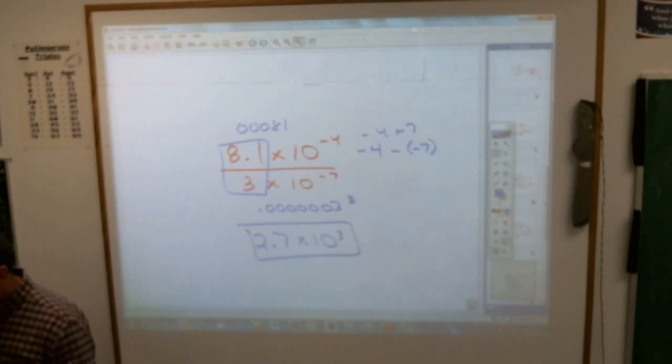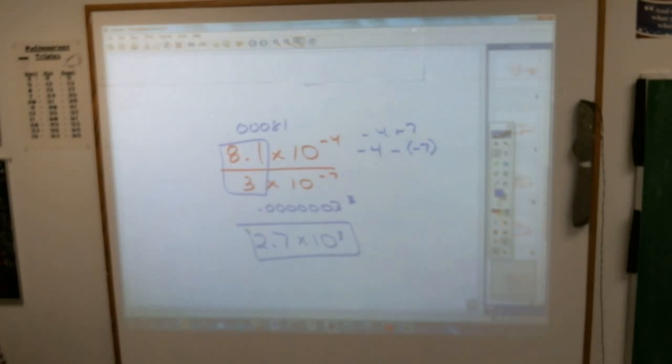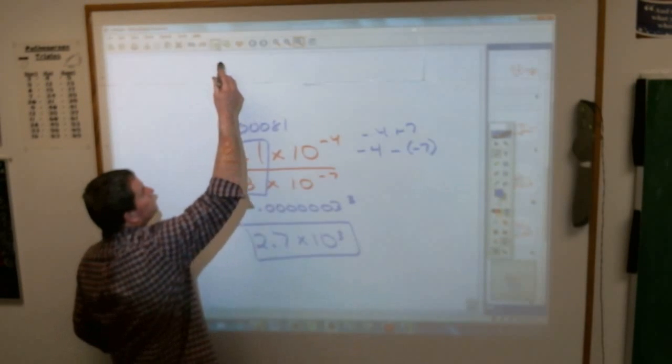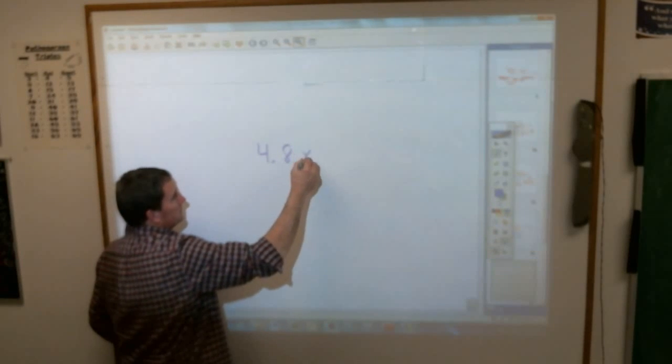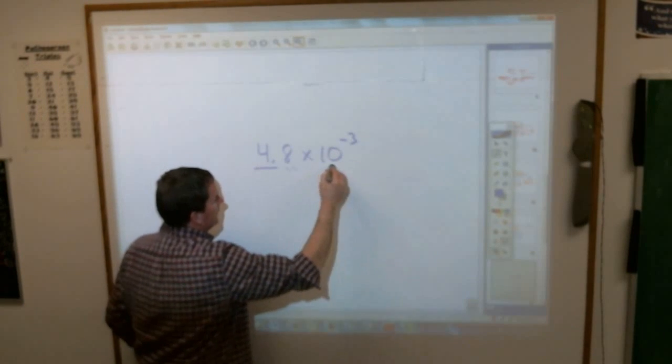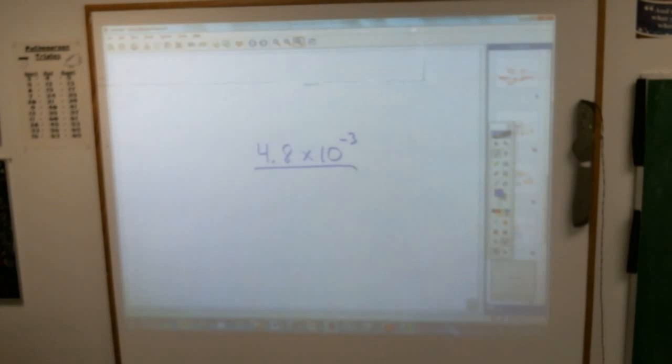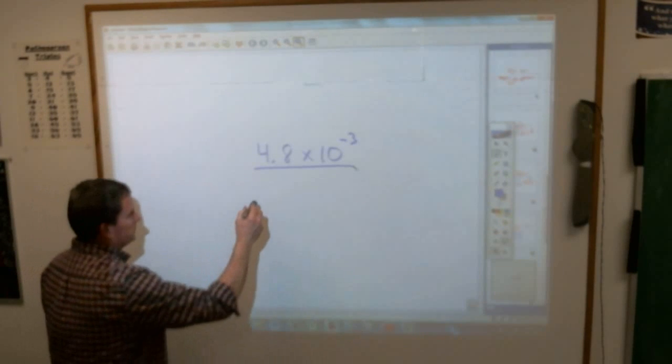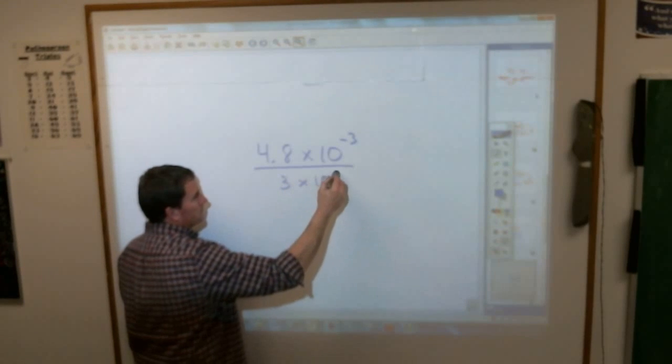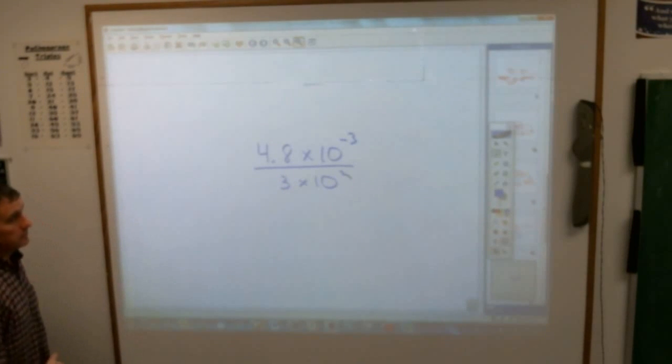Let me give you one because I can tell you are specifically, particularly mesmerized by the whole shebang here. Don't they give us something hard to do? Sure, how about this one? 4.8 times 10 to the negative 3rd divided by 1.3 times 10 to the second power. Give me an answer, please.